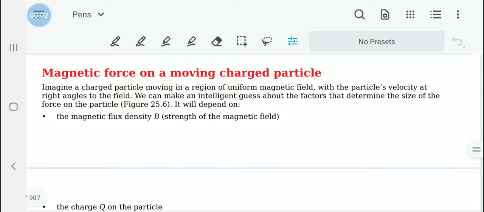Physics chapter 25 theory video 2. So we are going to talk about magnetic force on a moving charged particle.